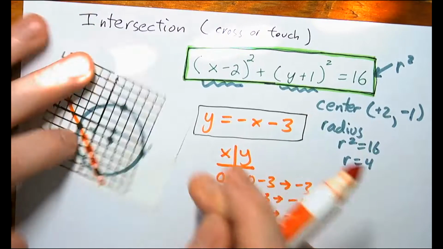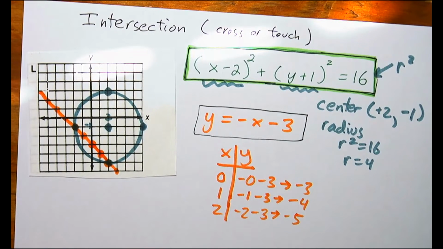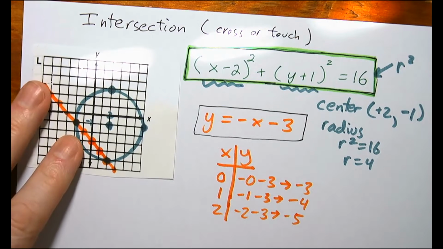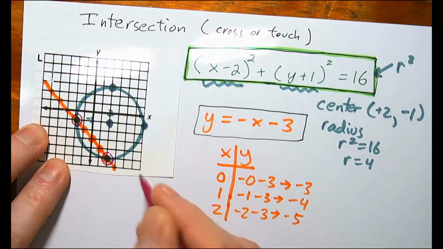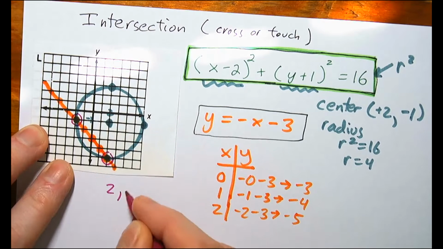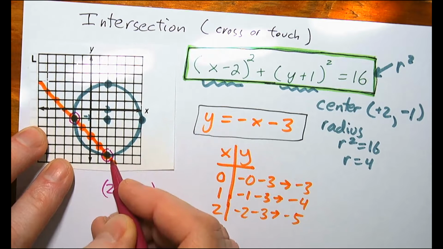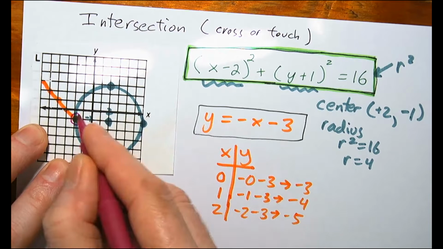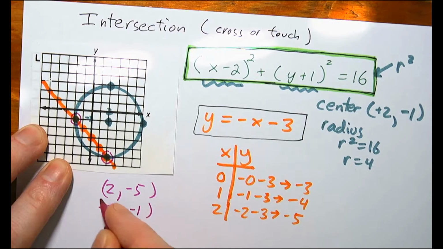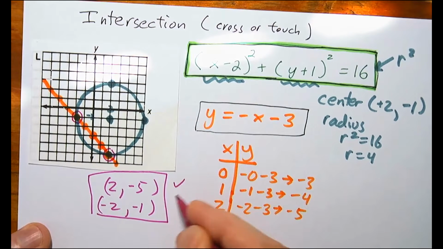There we go. Put my graph back the way it was. So actually, I've got 2 answers. Okay, and those answers are, we got an answer right here, an answer right here. So I got 2, -5 over 2 down 5. And I also got back 2 down 1. So I have 2 answers. So this is my answers.